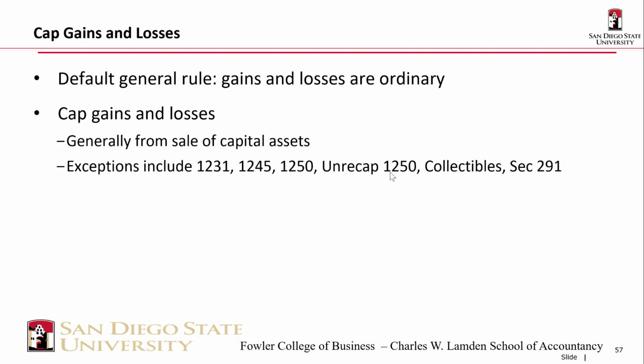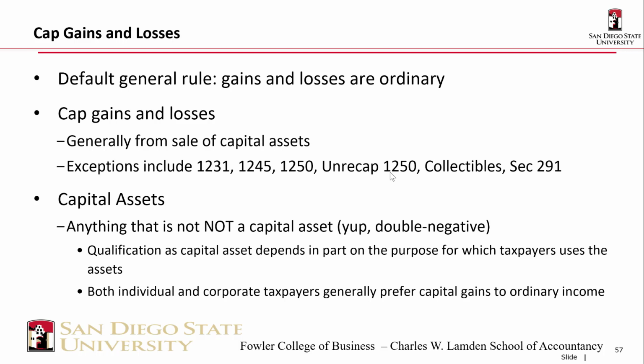However, capital gains and losses are generally derived from the sale of what's called capital assets. There are exceptions, right? And we will cover each one of these exceptions eventually when we get to that chapter. But for now, we don't have to worry about them. We'll just worry about the sale of capital assets. What is a capital asset? Well, it's defined by exception. The tax code says that a capital asset is everything that's not a capital asset, okay?